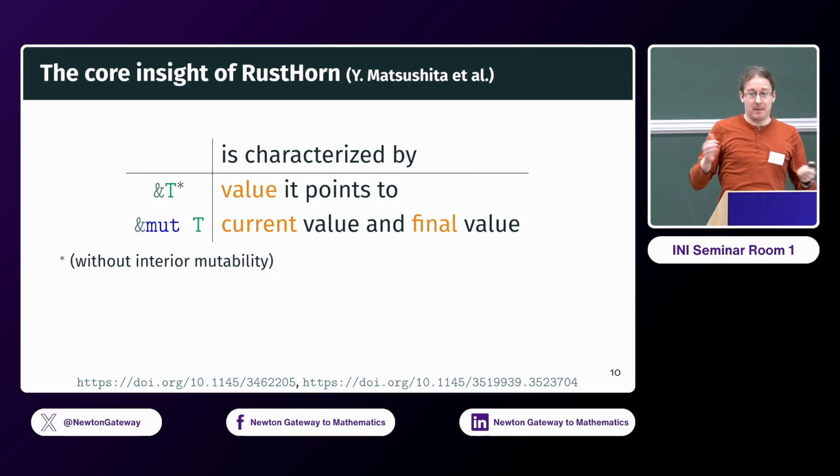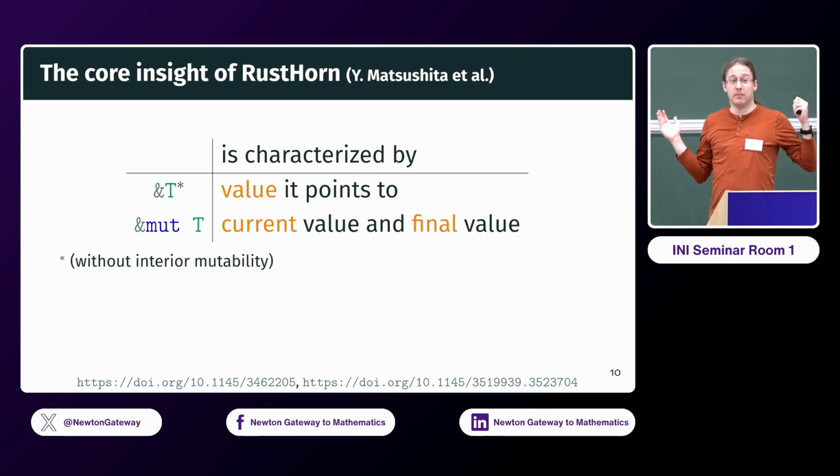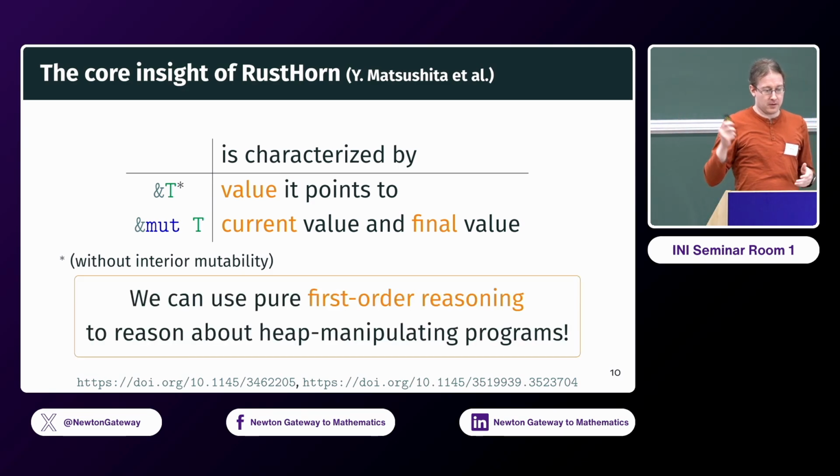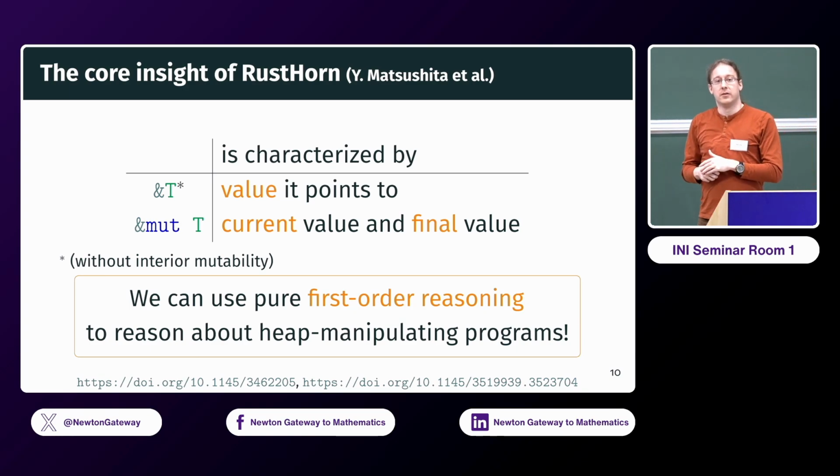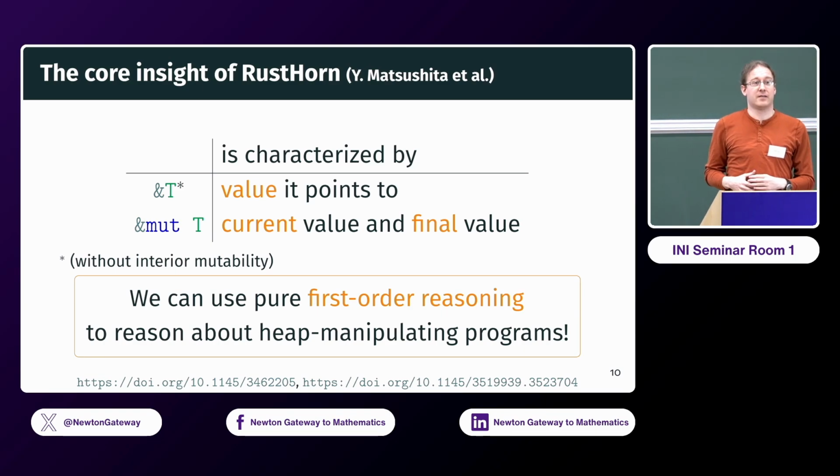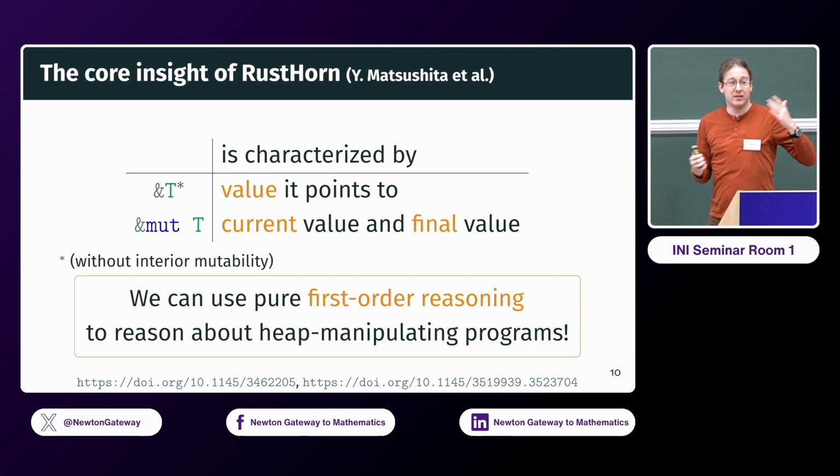But building on this, we can now do verification with this insight. In particular, we can use basic first-order reasoning to reason about heap-manipulating programs. We no longer have to worry about aliasing. We don't have to use separation logic. We can verify these programs as if we are verifying Haskell programs. And at least common wisdom has it that it's easier to verify Haskell than it is to verify C.